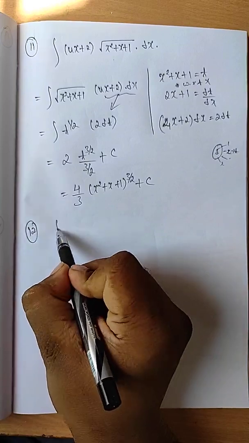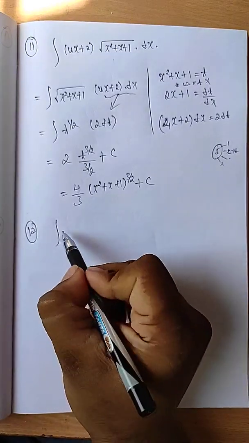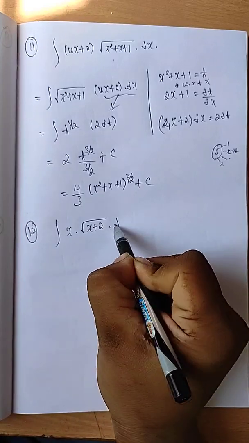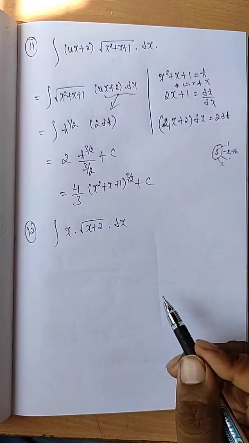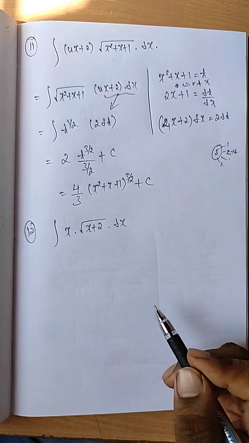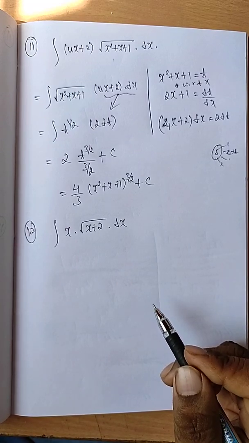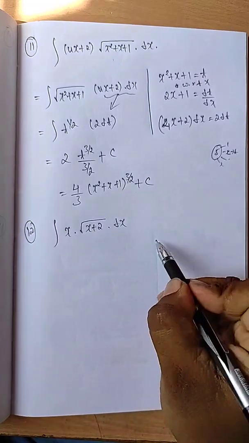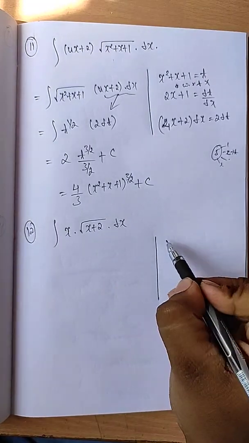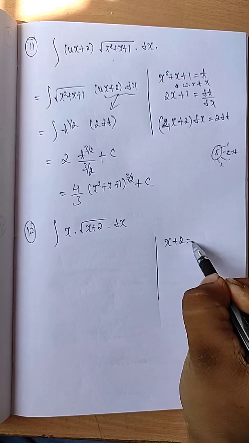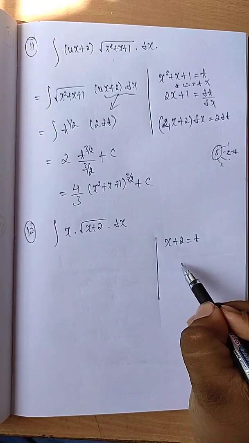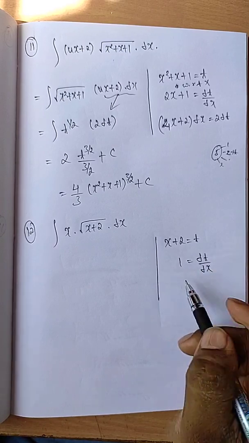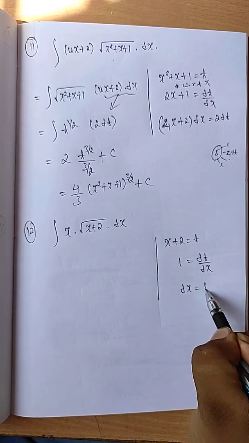integration of x into root of x plus 2 into dx. Integration of x into root of x plus 2 into dx. Is it clear? So clearly you want to take the inner function as t here. Which is the inner function here? X plus 2. So x plus 2 is equal to t. The differentiation of x is 1, and the differentiation of t is dt by dx. So dx is equal to dt.